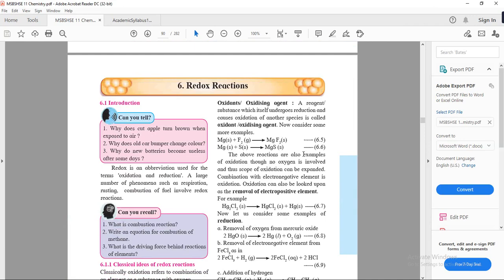Good morning everyone. So today's topic is redox reaction. It is a new chapter, chapter number 6. There are various types of reactions. The most important reaction in your syllabus is redox reaction. Redox is the abbreviation used for oxidation and reduction.